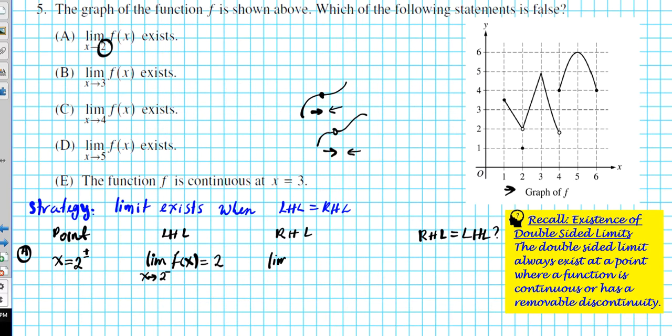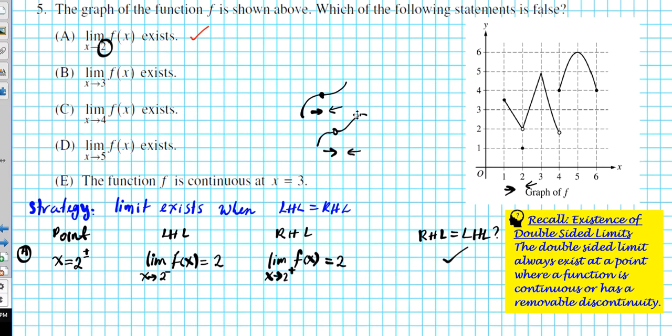Right-hand limit as x approaches 2 from the right of the function. So if we're approaching 2 from the right, take a look at this point, this undefined point here. Or a removable discontinuity is more appropriate because it's actually defined. So as you approach this removable discontinuity, what is the y coordinate of this point? It's 2 also. Okay? So is the right-hand limit equal to the left-hand limit? The answer is yes. Limit as x approaches 2 of the function exists. Option A is correct. Alright?